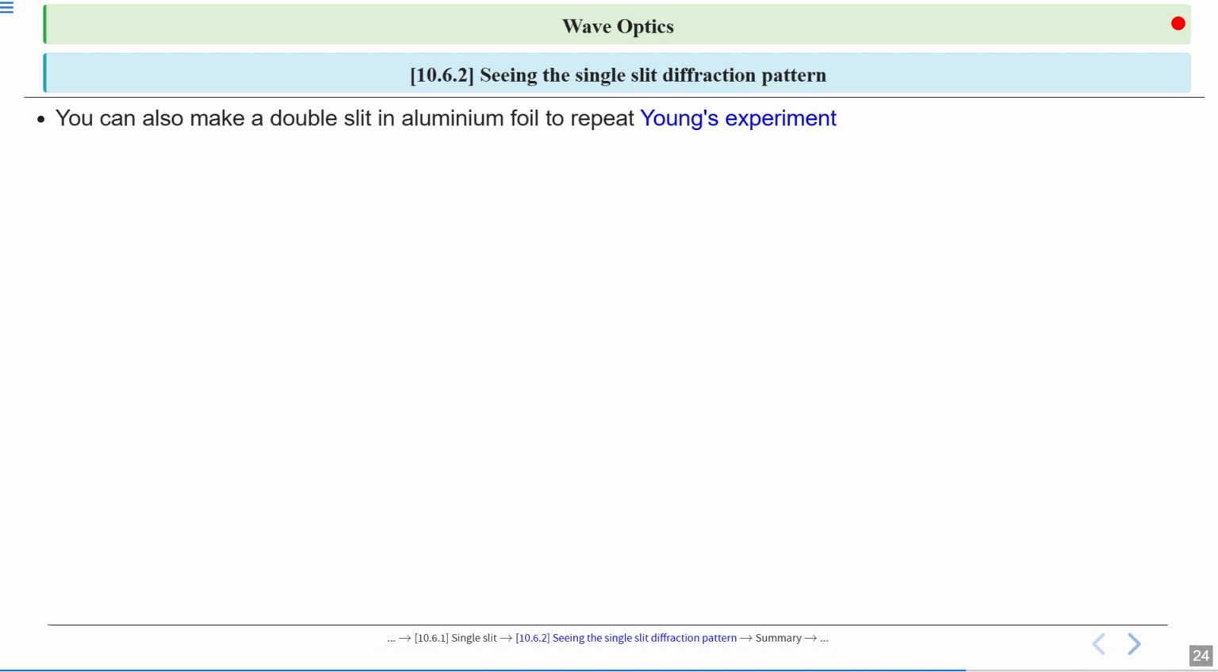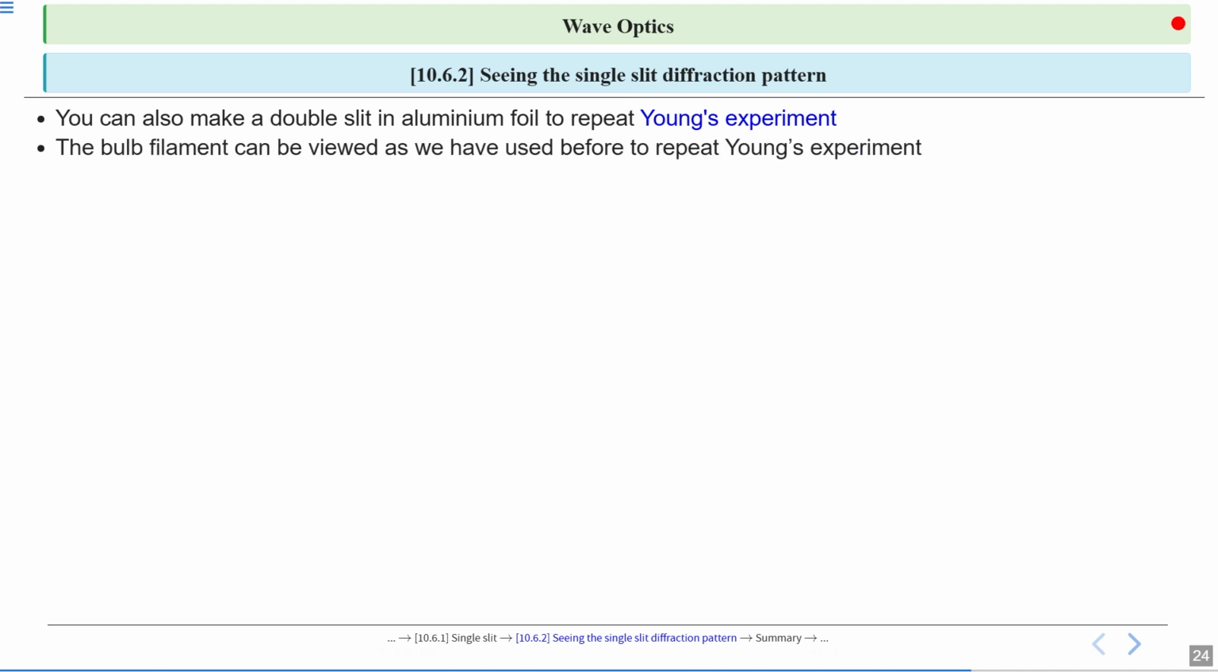So you can recreate Young's double slit experiment by making a double slit in aluminium foil. This simple setup allows us to observe the interference pattern that is central to understanding wave optics. We can use a bulb filament as a light source for Young's experiment. This is similar to what we have done before, as it helps us see the interference pattern clearly.